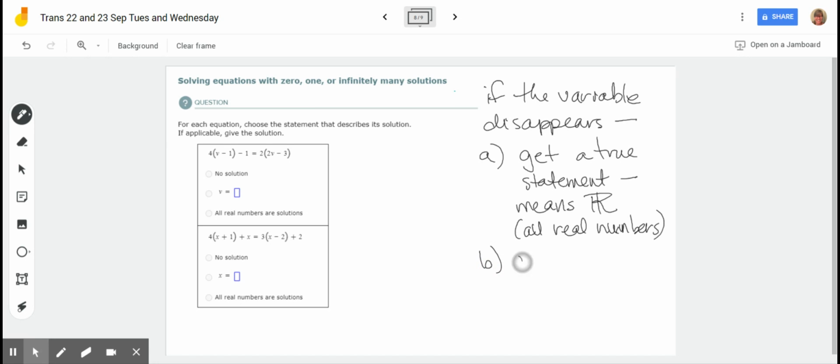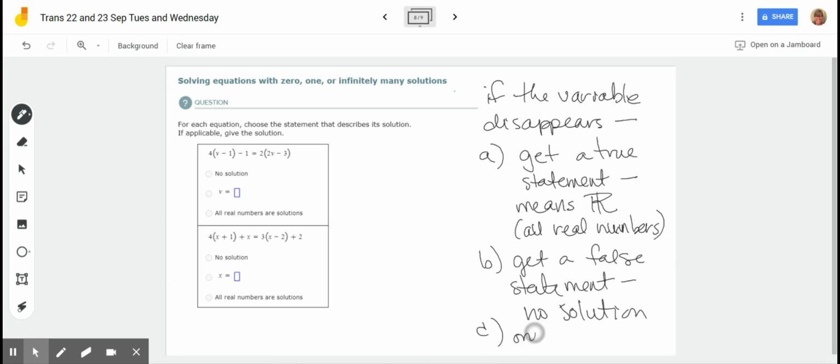Okay, if you get a false statement, it means no solution. And I'll explain what this means as we get through it. And you also can get one answer. The third possibility is one solution, and that would look like this: x equals, or y equals, and there would be some value right here.